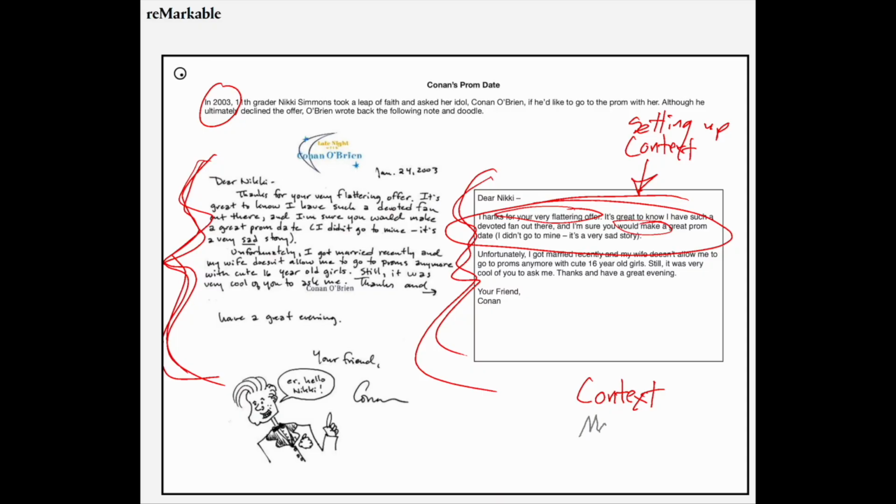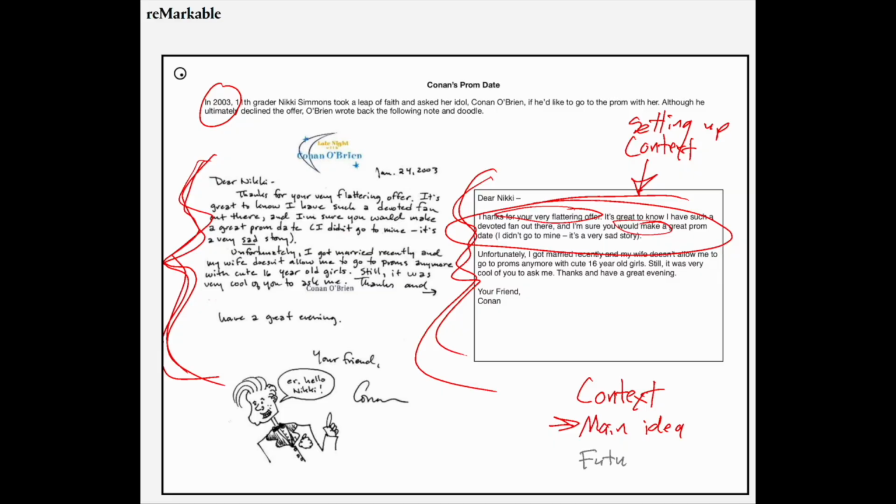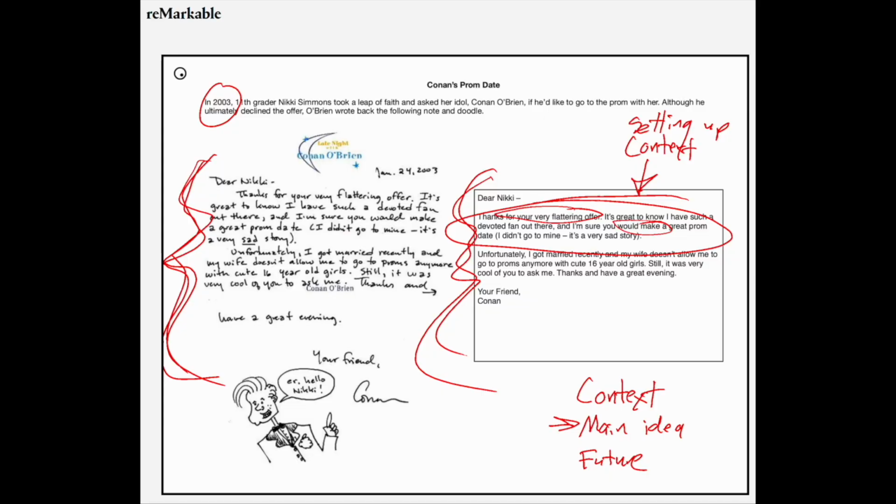Then the letter does just what it's supposed to do, which is the main idea, which is saying, sorry, I can't go with you. Now, this letter's a little short, but it still does the third step, which is point to the future. First thing, here's the context. Second thing, here's my point. Third thing, what's going to happen in the future? Does he do that here? Yes. Thanks, and have a great evening.